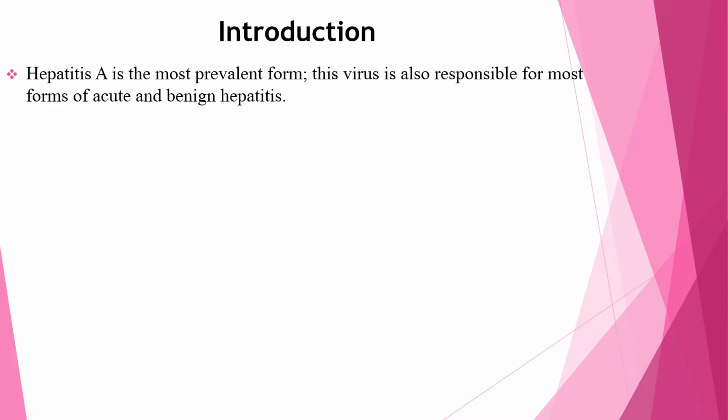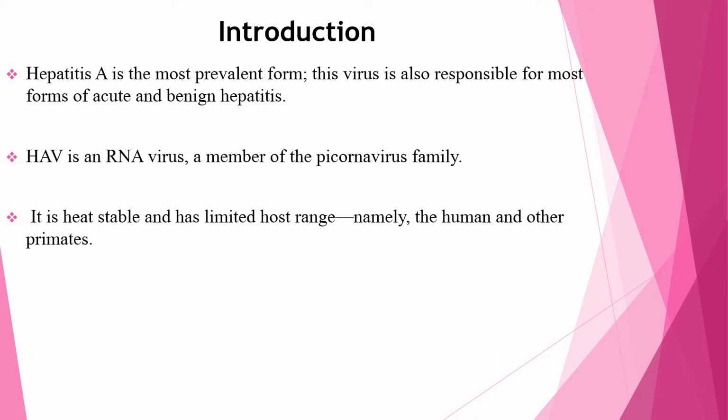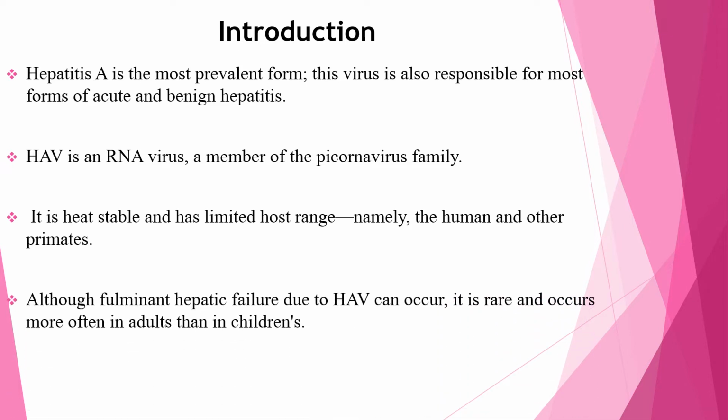Hepatitis A is the most prevalent form, and this virus is also responsible for most forms of acute and benign hepatitis. Hepatitis A virus is an RNA virus and a member of the picornavirus family. This virus is heat stable and has a limited host range, namely humans and other primates. Also, fulminant hepatic failure due to hepatitis A virus can occur; this is rare, and it occurs more often in adults than in children.